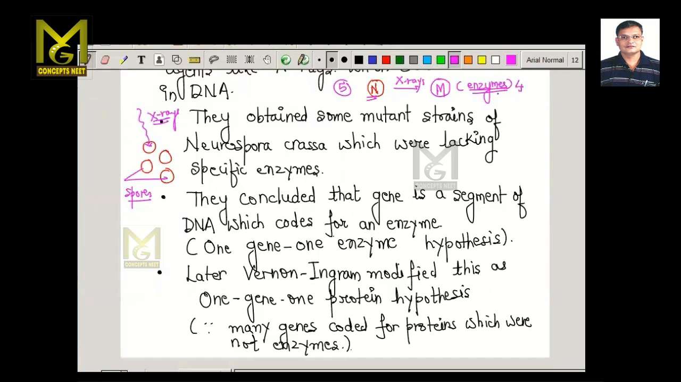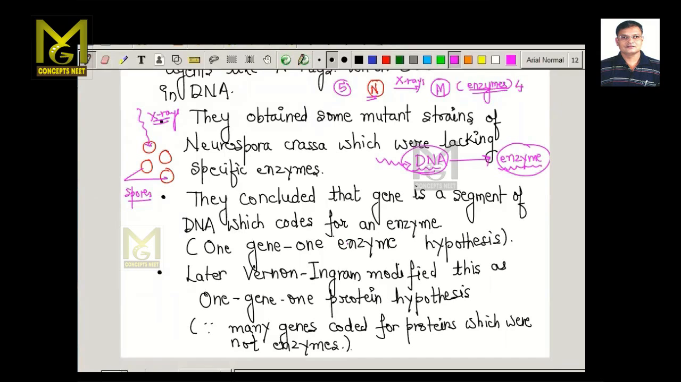Now that was because of certain mutation taking place at the level of DNA, and it was this DNA which was responsible for the formation of an enzyme. In an indirect way, this DNA was responsible for the formation of enzyme. So if there is any change, if there is any mutation in this DNA, then there is definitely going to be a change or loss of this enzyme production.